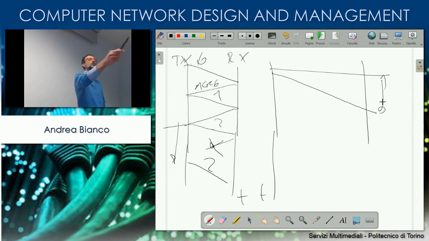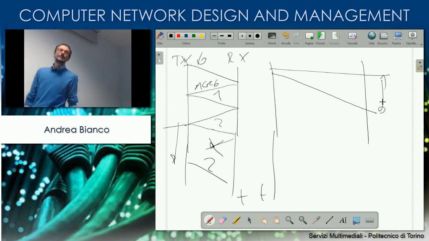Clear to everybody? Also to you that have never heard about window protocol? Okay. Where is the window here?